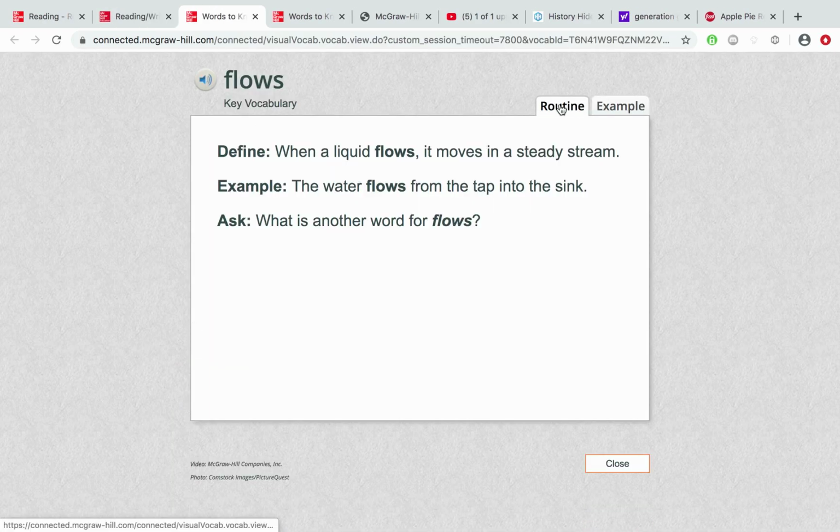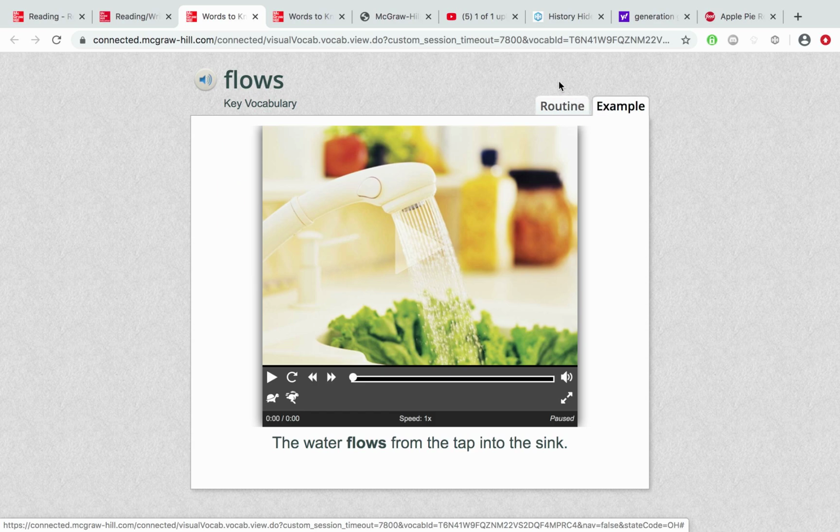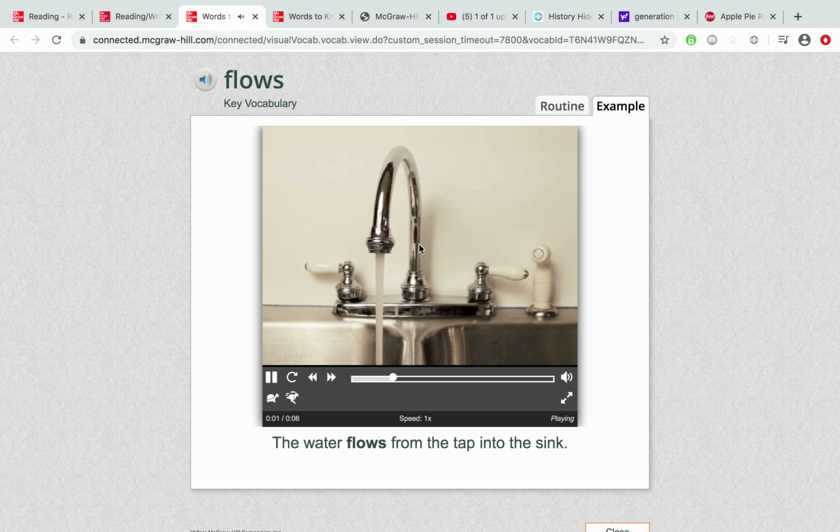And we'll start with the definition again. When a liquid flows, it moves in a steady stream, like in a river, like Mrs. Reeves taught us in social studies. Flows. When a liquid flows, it moves in a steady stream.